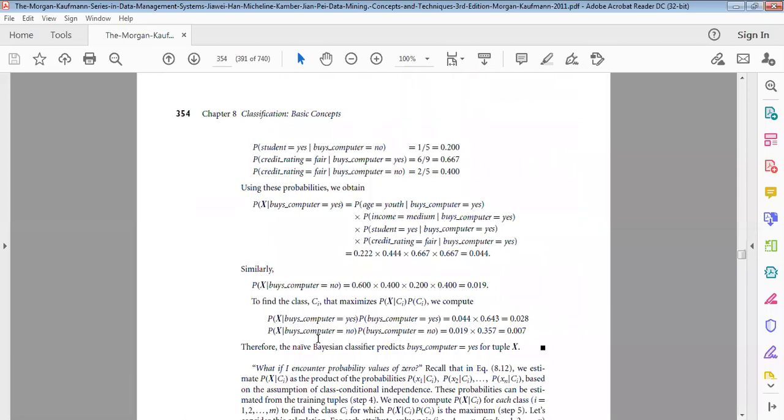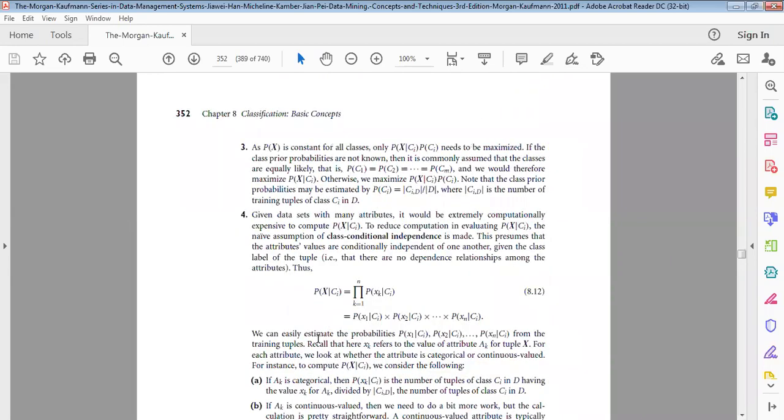So this is the way you have to get the probabilities. All these probabilities you have to multiply. Does he buy the computer or no? You can get it by Bayesian classification. Here you have to apply this. So in this formula, you can apply all these values.